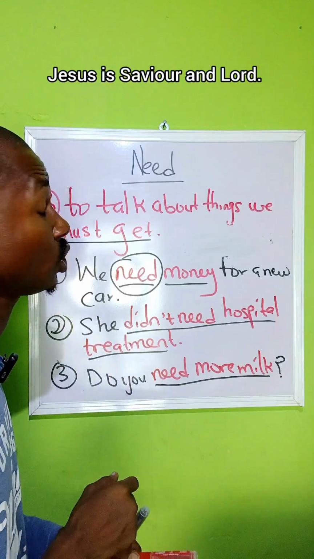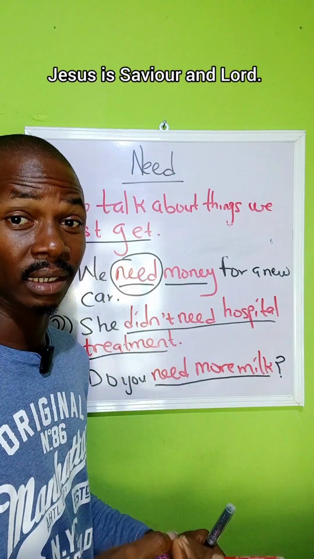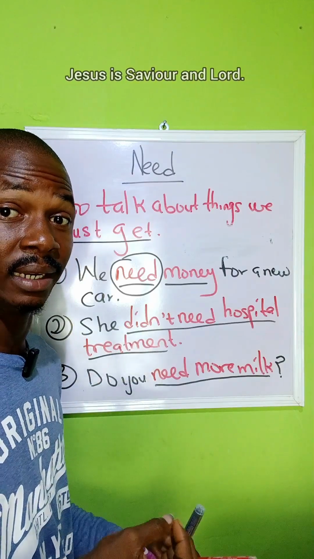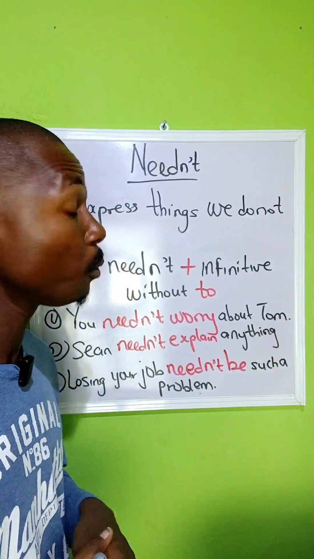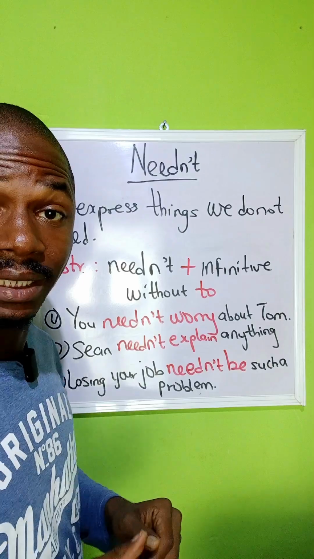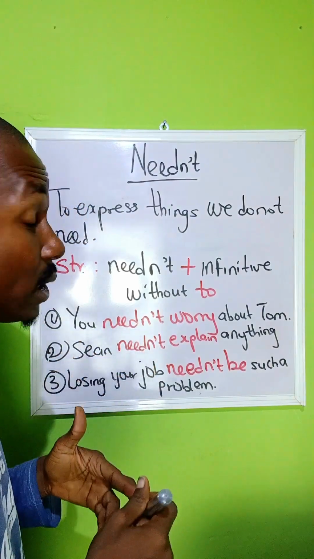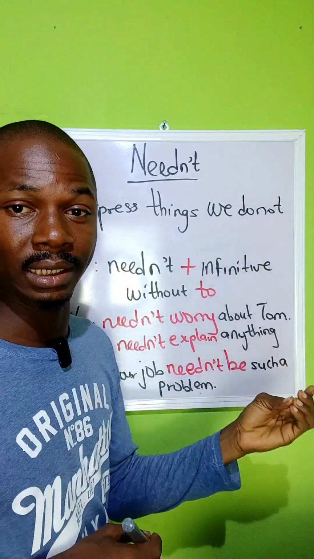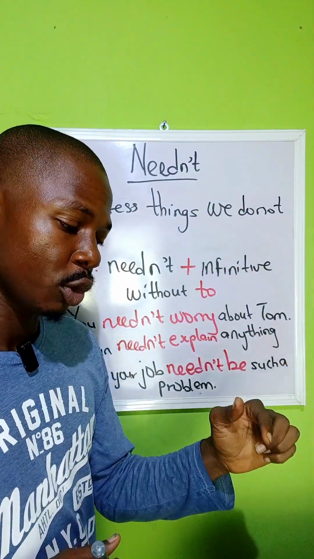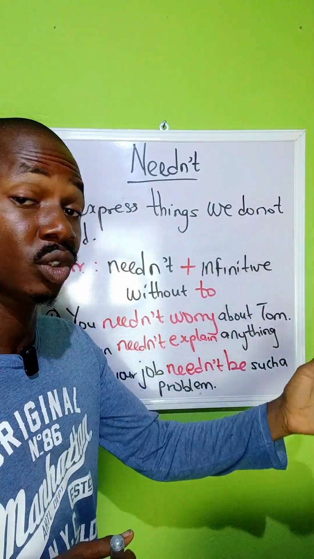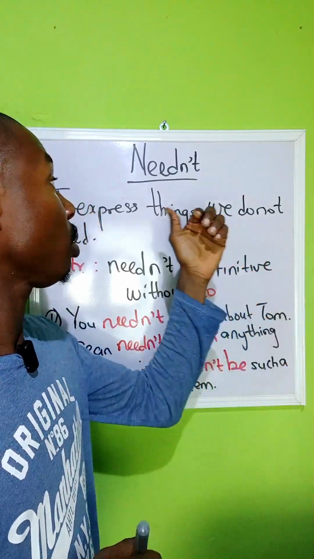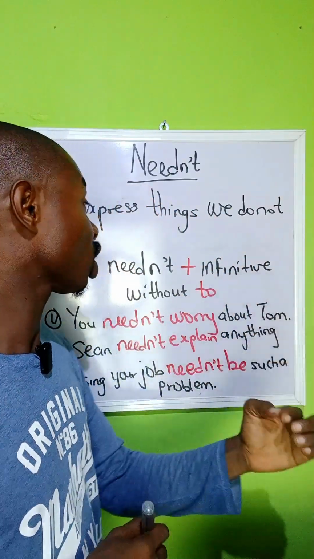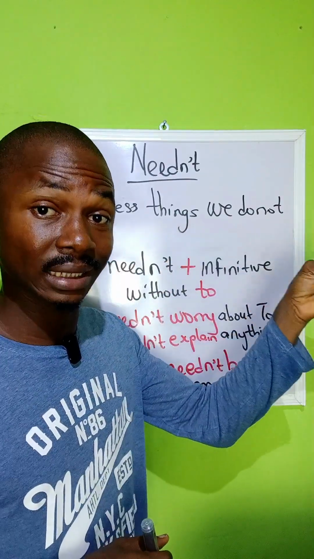So let's go over to needn't. Let's see how you can use needn't in a sentence. So when do you use needn't? We use needn't to express things we do not need. Remember I said we use need to talk about things we need, but we use needn't, which is the negative form of need, to talk about things we do not need.